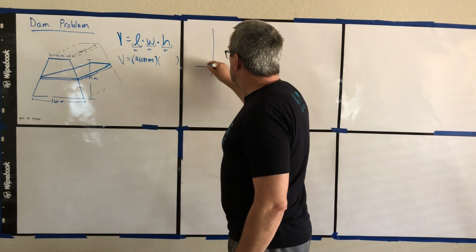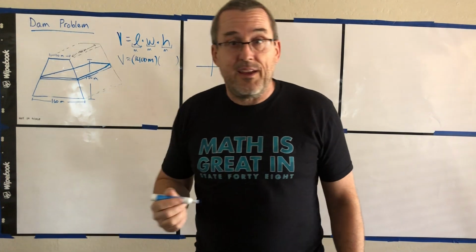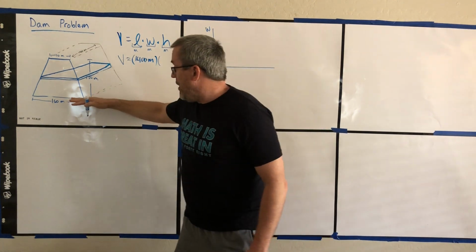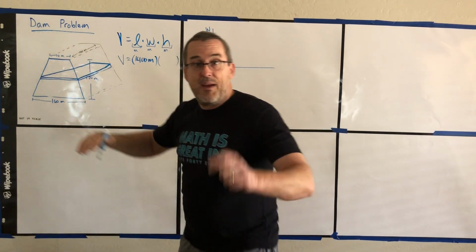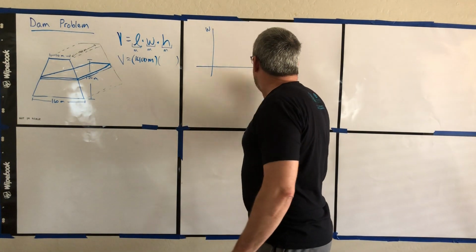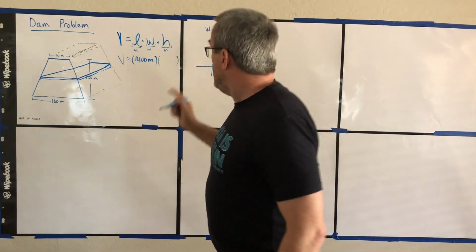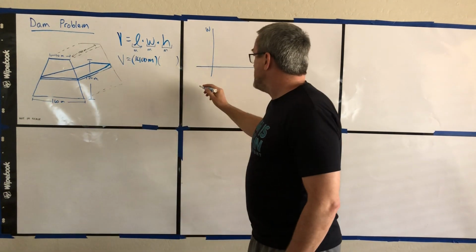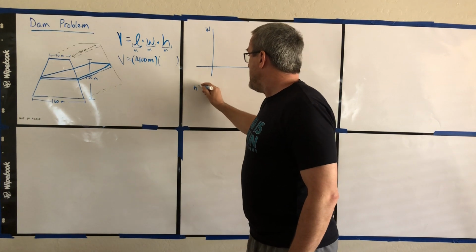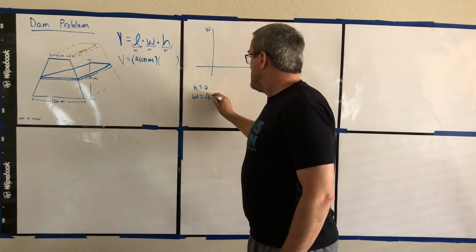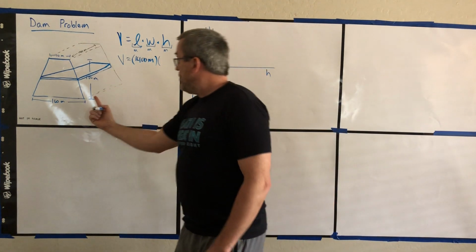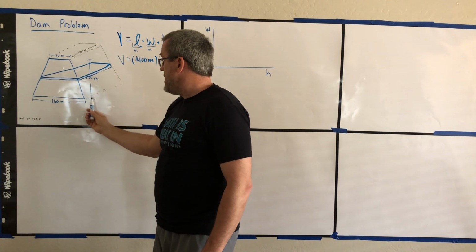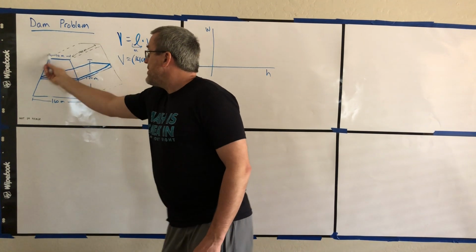Now what I'd like you to consider is a graphical representation of what's happening here. The width varies depending on if I'm at the bottom or the top, depending on the height that I'm talking about. Now, when the height is 0, when I'm at the bottom of the dam, that width is 160. Could I say it this way? When the height is 0, the width is 160. And also, when the height is 150 meters, remember the height of the dam was 150 meters. When the height is 150, the width is 10.